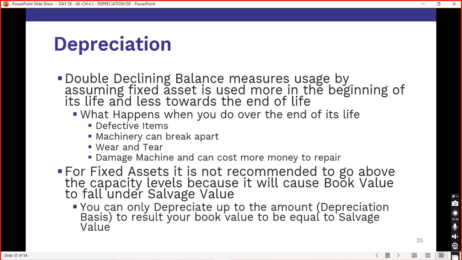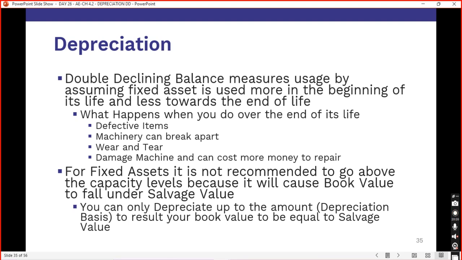Again, defective items could be produced. Things might not be produced correctly. Wear and tear, machinery will break down a lot more easily. And for this fixed asset, it is definitely not recommended to push your asset above and beyond its capacity, or in this case, especially when it goes over time, because we said that under this method, it is time sensitive.